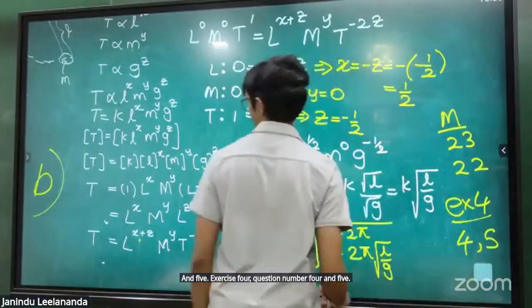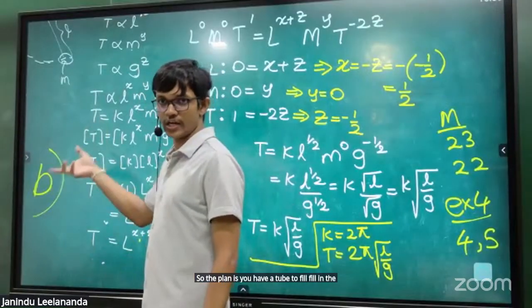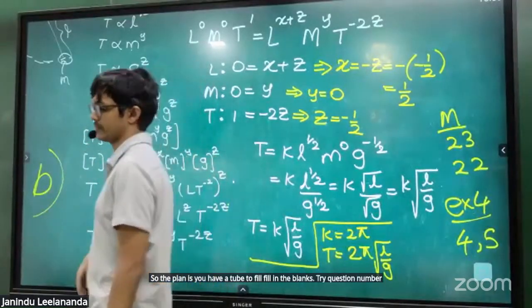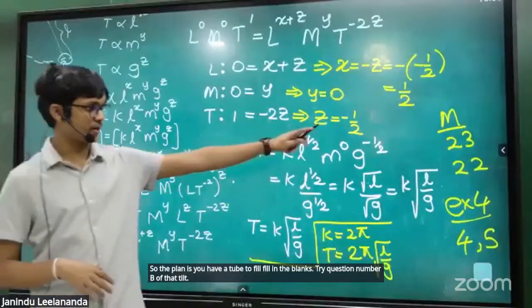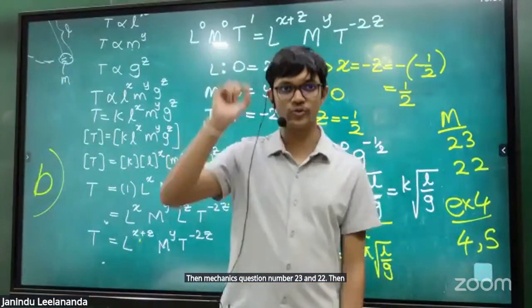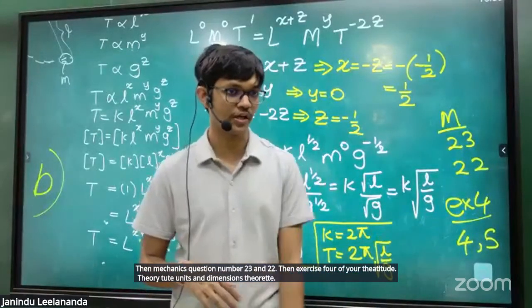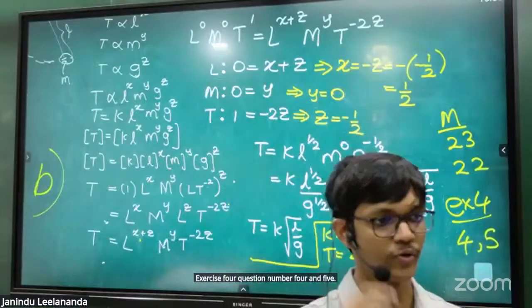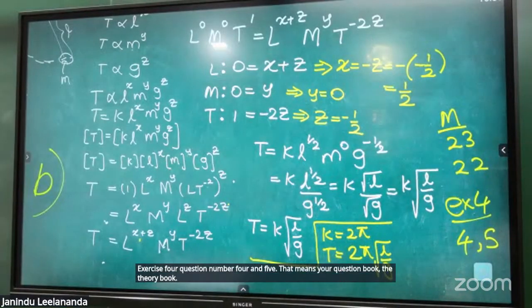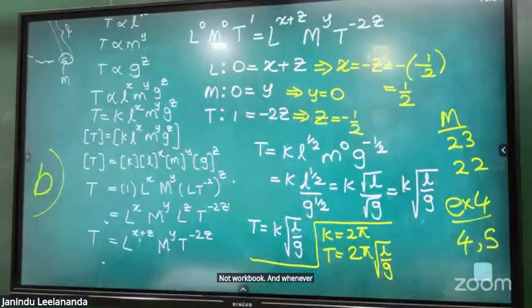So the plan is you have a tute to fill in the blanks. Try question number B of that tute. Then mechanics, question number 23 and 22. Then exercise 4 of your theory tute, units and dimensions, exercise 4, question number 4 and 5. That means your question book, the theory book, not workbook. And whenever you have time, try to finish the workbook, okay?